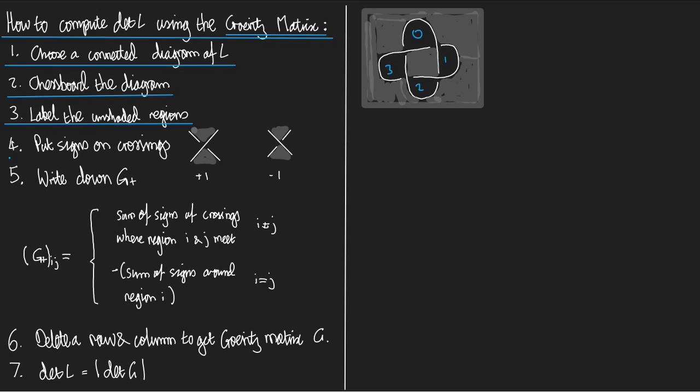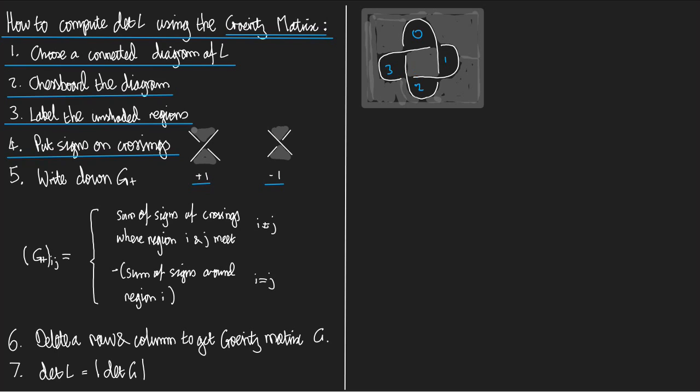Next step, put signs on all the crossings. At every crossing, let's pick this one here, there's two shaded regions opposite one another, and the crossing between them goes one of two ways. If I stack the shaded parts one on top of the other, then either the overcrossing goes from left to right, or it goes from right to left. If it goes from left to right, we give it sign plus one. And if it goes from right to left, we give it sign minus one.